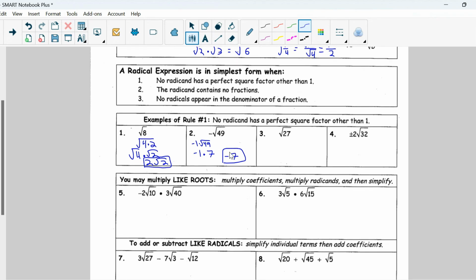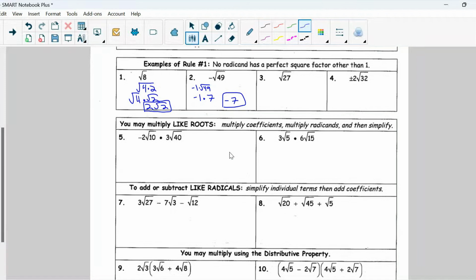All right, the next section here is multiplying like roots. So you can multiply your coefficients, you can multiply your radicands. So do that and then simplify it. Okay, so let's start by multiplying our coefficients. So in this case, we can multiply our -2 out in front and our 3. And then in our next step, we can multiply our radicands. So 10 and 40. So -2 times 3, that gives me -6, times the square root of 10 times 40, which is just 400.